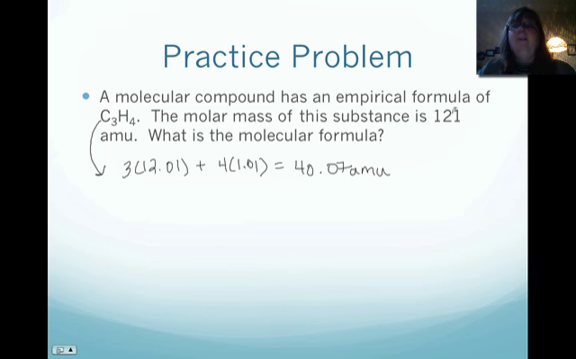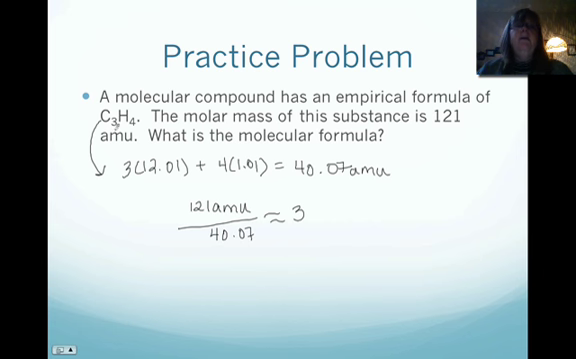Okay, so our empirical mass is 40 AMU. And the molar mass of the molecular formula is 121. So take that bigger number, that 121 AMU, that molecular mass, divide it by 40.07, and the whole number you're going to get is somewhere around 3.